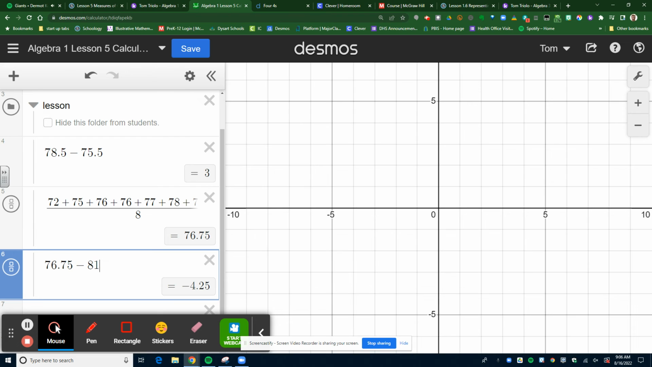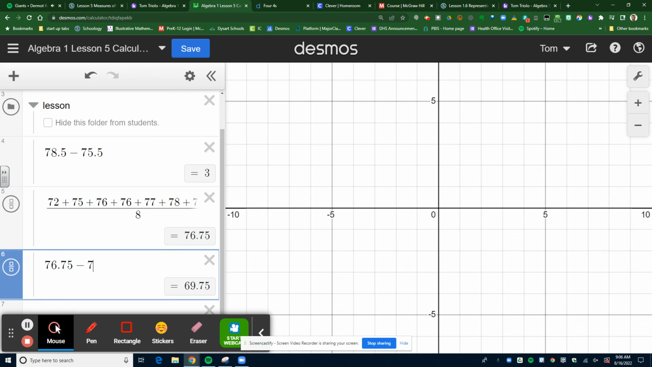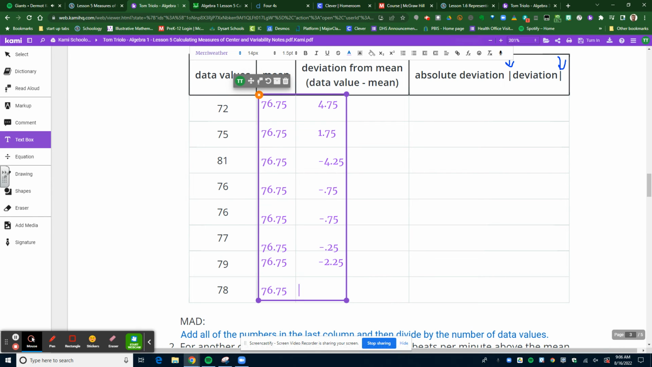I'll do that one over here. 76.75 minus 79. I don't have to make a new line, so negative 2.25. And the last one, 76.75 minus 78. Negative 1.25. Okay. All right. A minute to get caught up. Here's the easy part. Ready?